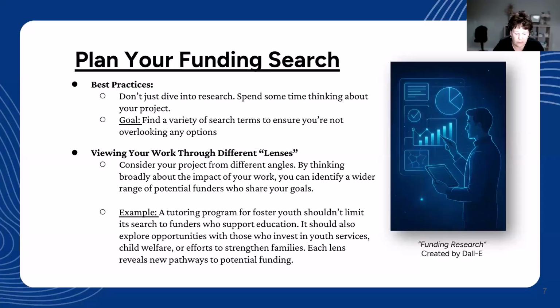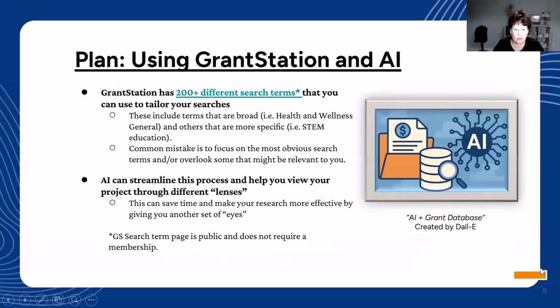And we're going to talk about those and show you some tools as to how you can create those different lenses in your projects and programs. Great. So let's talk a little bit about using GrantStation and AI to find these search terms. GrantStation has over 200 different search terms that you can use to tailor your searches.